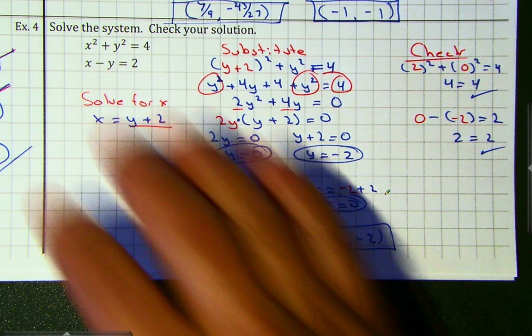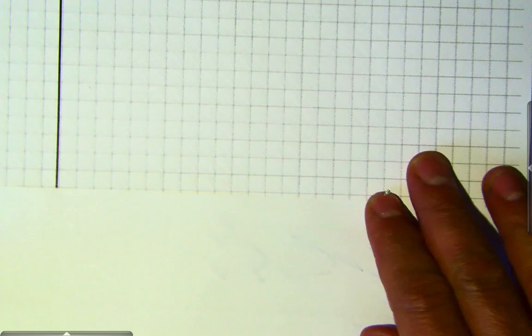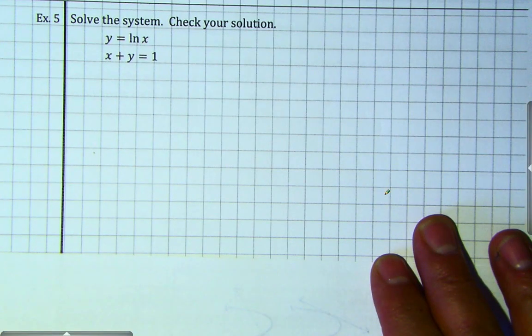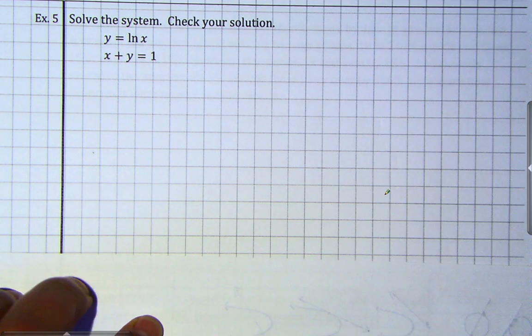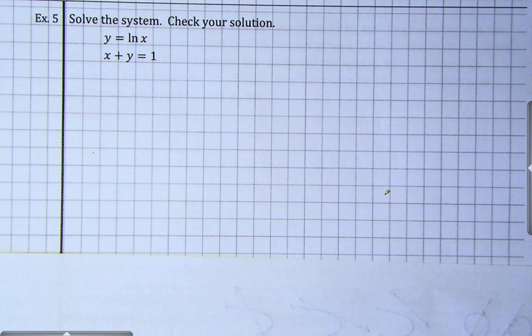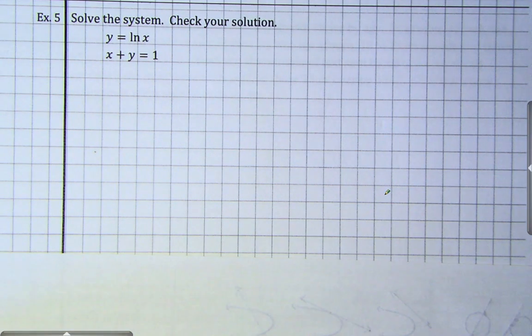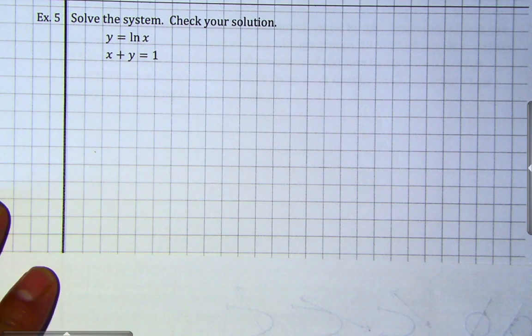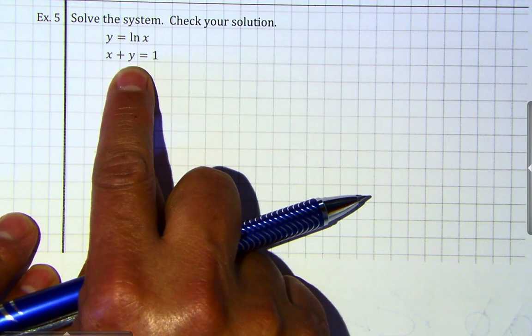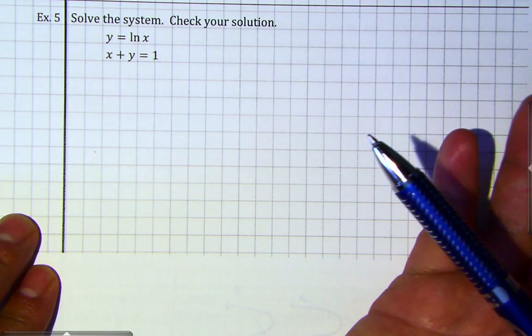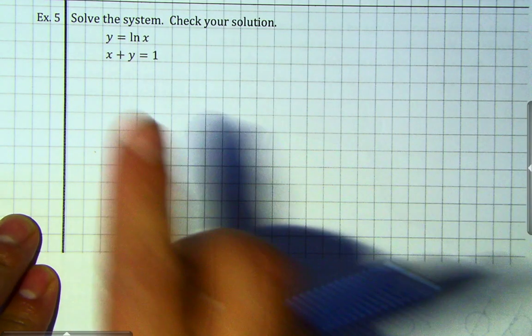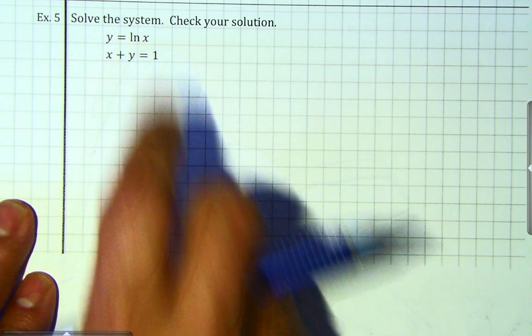Example number 5. Go and copy it down, and then we can solve it. Go and pause it. Solve the system, then check your solution. So in this case, I need to decide whether you want to do it by combination or by substitution. In this case, y equals, so therefore I'm just going to do it by substitution.